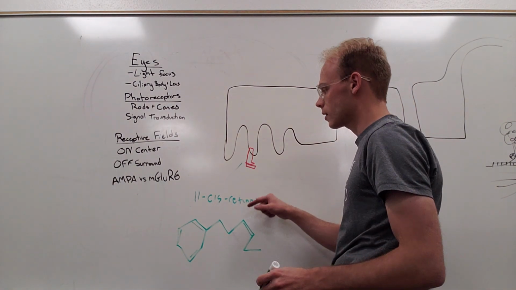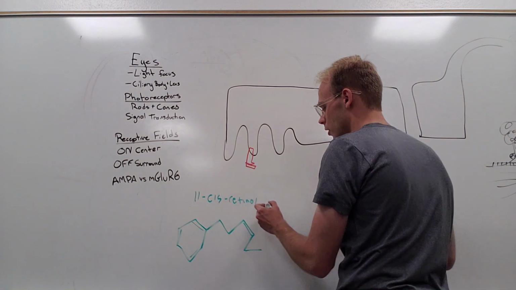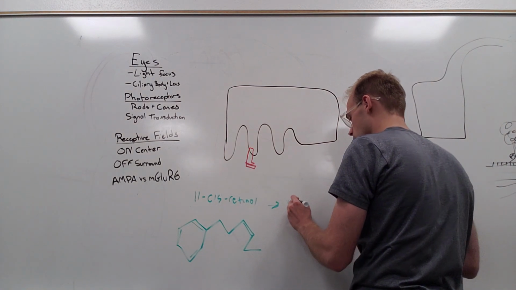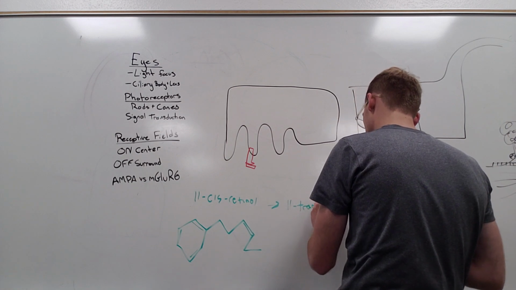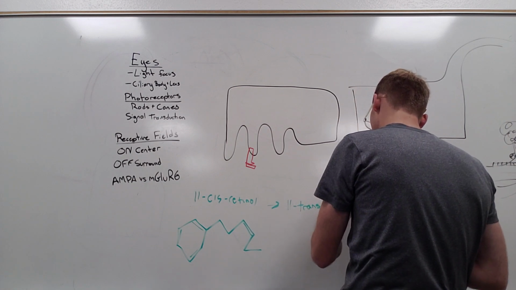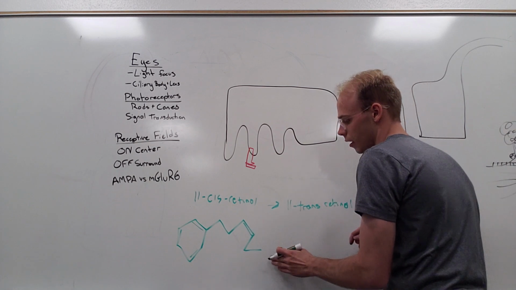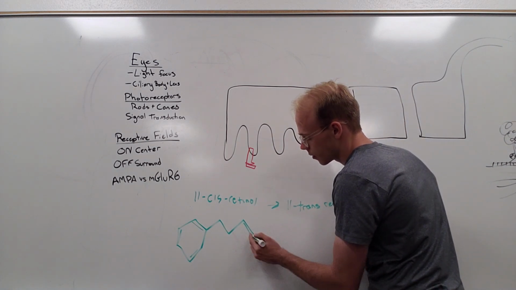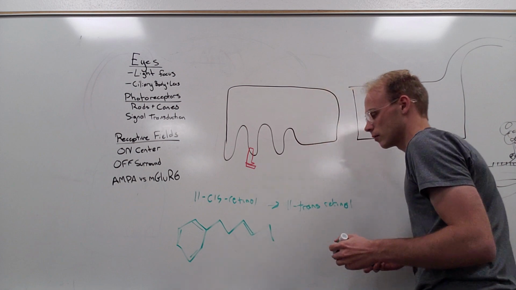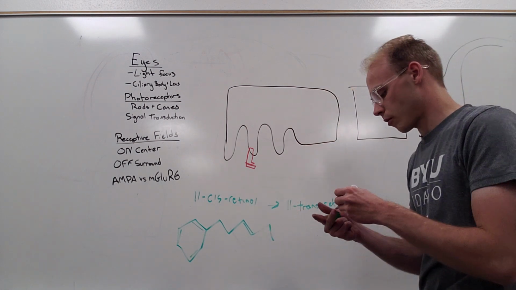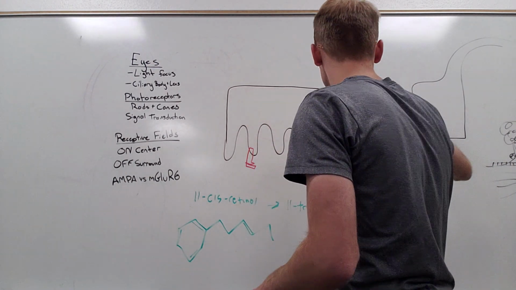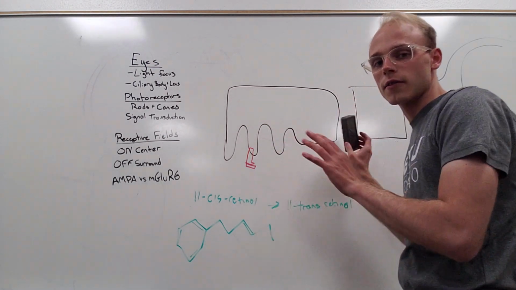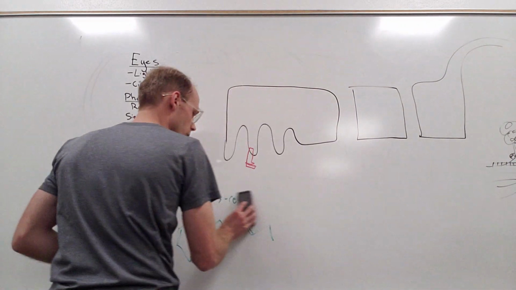When light hits this inside here, it turns it into 11-trans-retinol. And so what that does is it essentially makes it turn into that. So it breaks it off and flips it, more or less. And so when this happens, it causes a huge cascade of stuff that I will now go through.